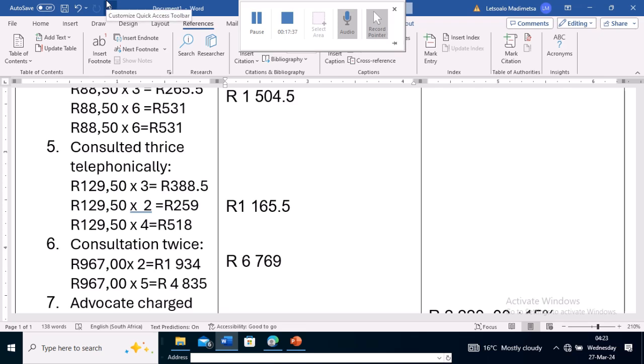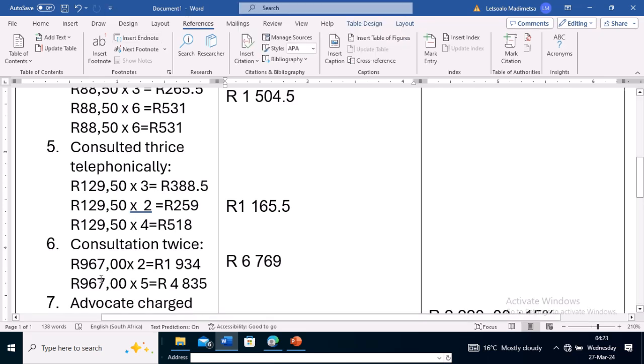Still calculating, still counting. As you can see, consultations 2 times: 967 rand times 2 is going to give us 1934, and then times 5 is going to give us 4835. Then in total, when we add 1934 and 4835, it gives us 6769.